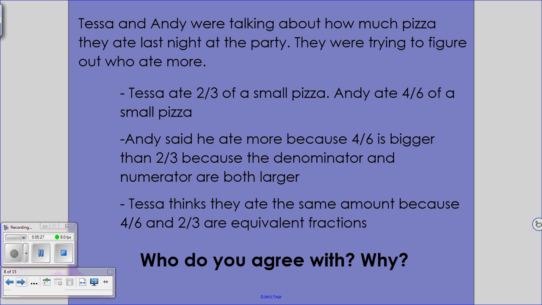Alright. So we're going to solve this problem. It says Tessa and Andy were talking about how much pizza they ate last night at the party. They were trying to figure out who ate more. Tessa ate 2/3 of a small pizza, and Andy ate 4/6 of a small pizza. Andy said he ate more because 4/6 is bigger than 2/3 because the denominator and the numerator are both larger. Tessa thinks that they ate the same amount because 4/6 and 2/3 are equivalent fractions. Who do you agree with and why? I would try and solve this problem in your notebook. We're going to talk about it in a moment.